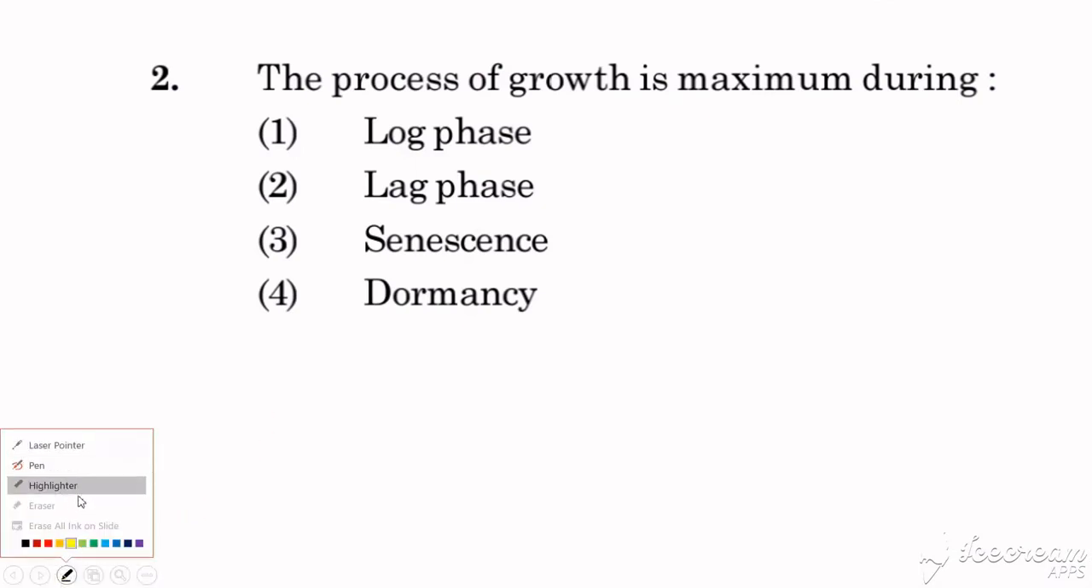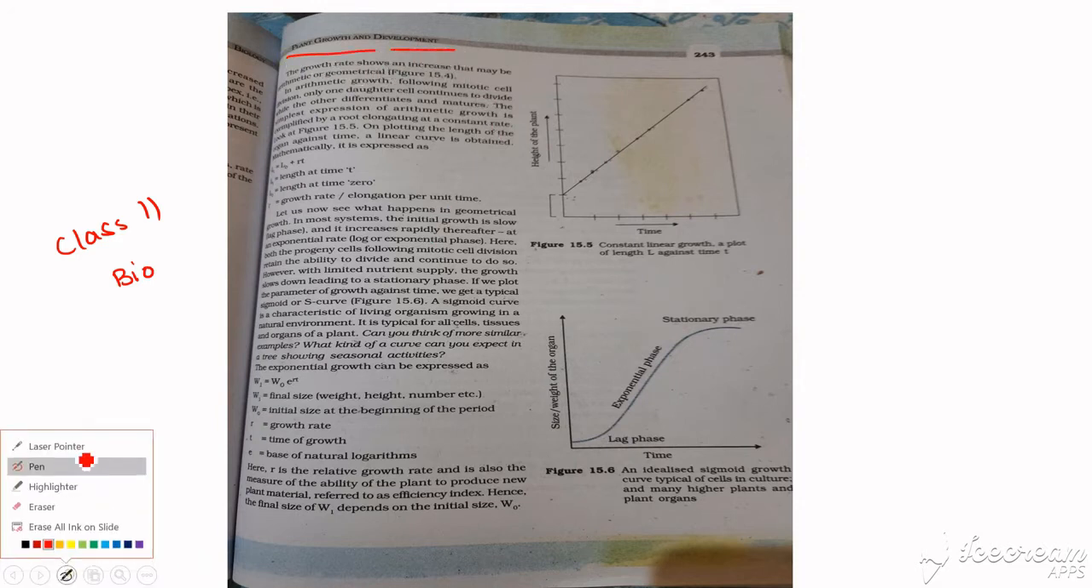The process of growth is maximum in, so here we are talking about the maximum growth, in which phase does it occur, whether it's log phase, lag phase, senescence phase or dormancy. So here again, this is from your class 11th biology textbook, from the chapter Plant Growth and Development. Clear? So from here you will be surprised to know everything is coming from in between. Each and every line is very important that you have to read.